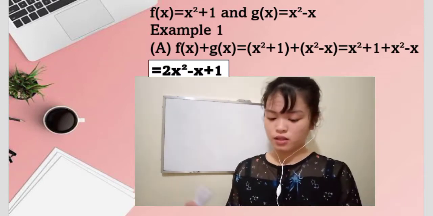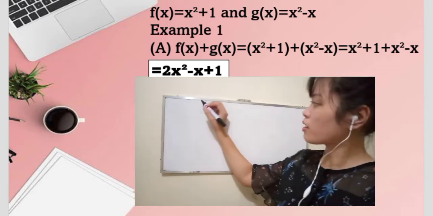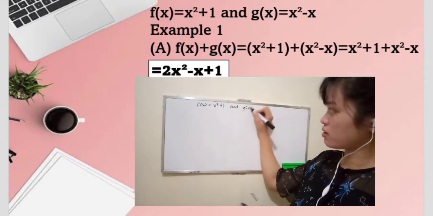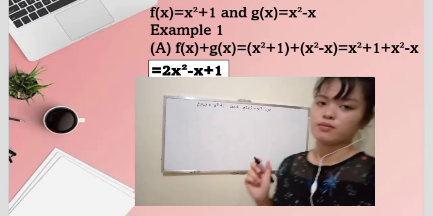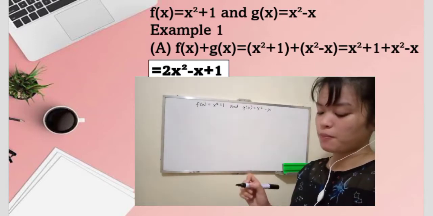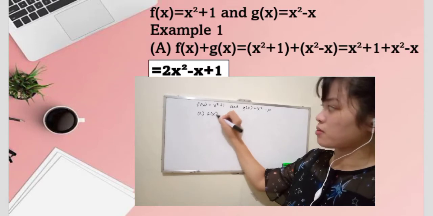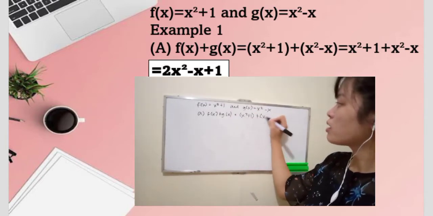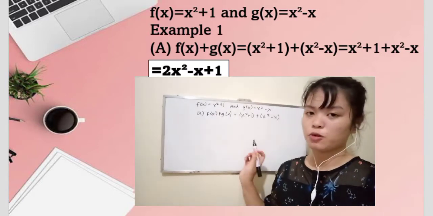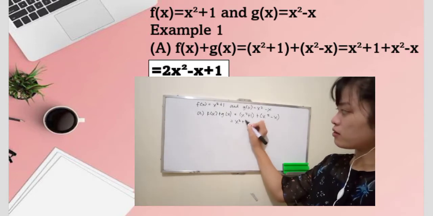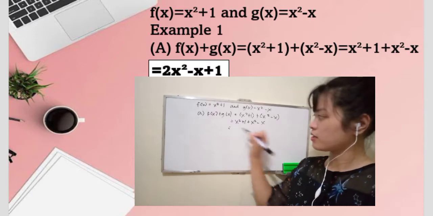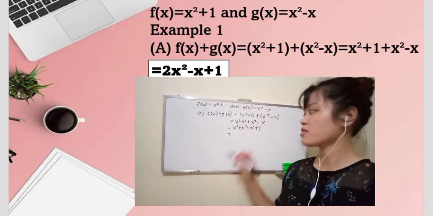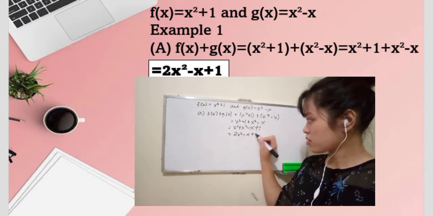So, let's discuss the examples of operations. First, let's say our f of x is equals to x squared plus 1, and g of x is equals to x squared minus x. Gamitin natin yung sum of functions. Let's say f of x plus g of x. Ito ang formula niya. Bali yung gagawin natin, substitute lang natin. x squared plus 1 plus x squared minus x. Para ma-compute yan, tatanggalin natin yung open and close parentheses nila. So, copy lang siya. After nyan, pagsamahin natin yung magkakaparehong terms: x squared plus x squared minus x plus 1. So, x squared plus x squared is 2x squared minus x plus 1.